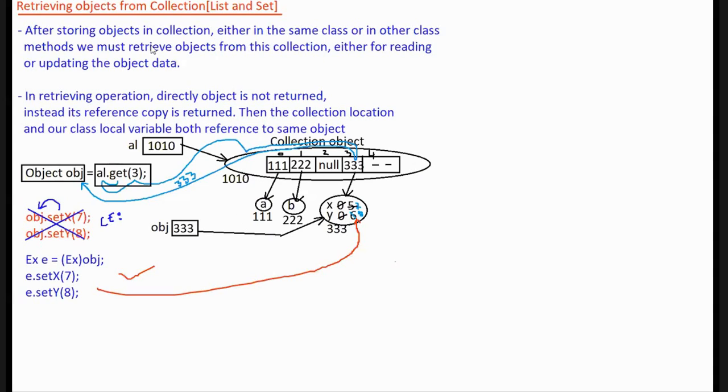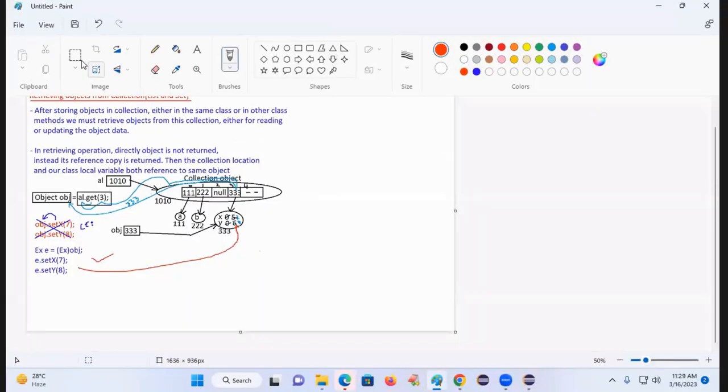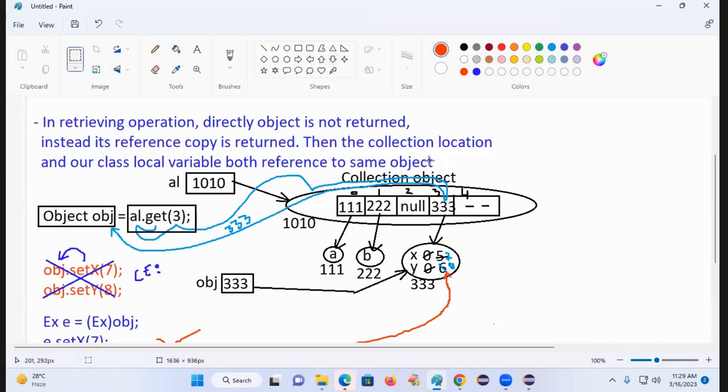Tell me now. So repeat again. After storing objects in a collection, either in the same class or in other class methods, we must retrieve objects from this collection either for reading or updating object data. In the retrieving operation, the object is not returned directly. Instead, its reference copy is returned. Then the collection location and our local variable are both referencing the same object.